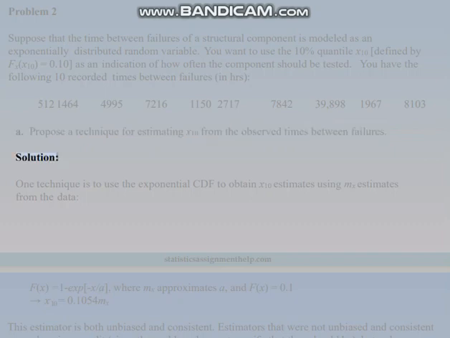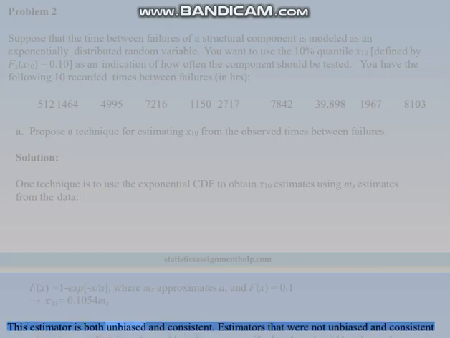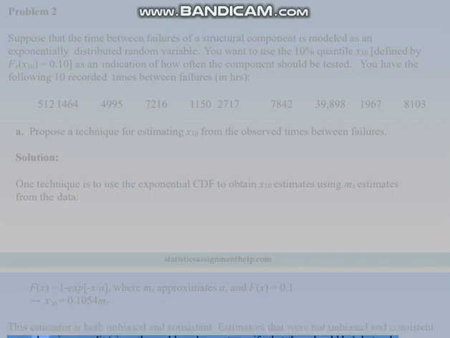Solution. One technique is to use the exponential CDF to obtain x10 estimates using the sample mean estimated from the data. F of x equals 1 minus exp of minus x over a, where the sample mean approximates a, and F of x10 equals 0.1, so x10 equals 0.1054 times the sample mean. This estimator is both unbiased and consistent. Estimators that were not unbiased and consistent were also given credit, since the problem does not specify that they should be, but only estimators that actually estimate x10 legitimately were given full credit.